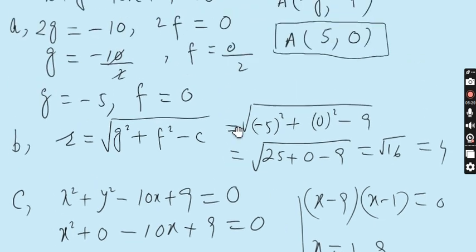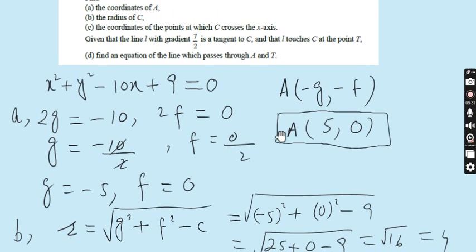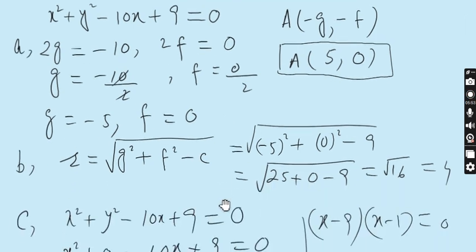See the last part. What is the last part? Given that the line L with gradient 7 upon 2 is a tangent to the circle C, and that the line L touches C at the point T. Find an equation of the line which passes through A and T. Very easy.